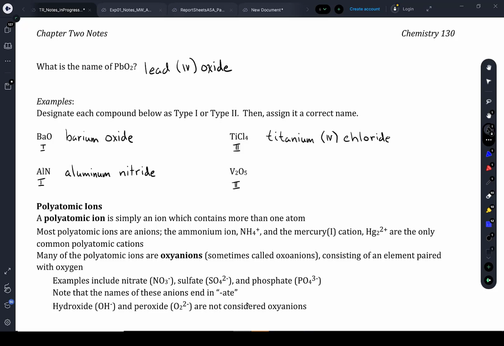This is the hardest one probably of all of these. So what is V? V is vanadium. We don't talk too much about vanadium, but it's important. 5 oxygens would be -10, and since each of these are equal, what would they have to both be? 5. So it's vanadium 5. Yeah, very good. Oxide. Excellent.